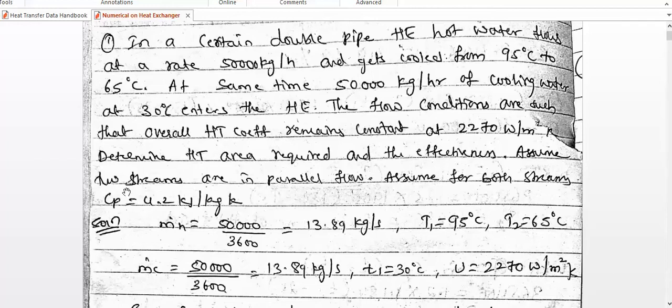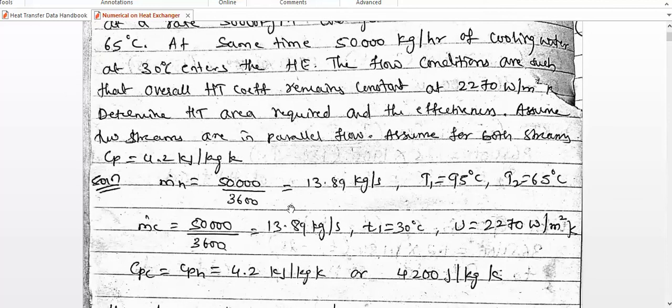Assume two streams are parallel. Okay, in parallel flow. So here we have to consider the heat exchanger as a parallel flow heat exchanger, and the specific heat of both the streams, that is for hot fluid and cold fluid, Cp is given, it is constant 4.2 kilojoules per kg Kelvin. So this is the specific heat of water for both the streams.